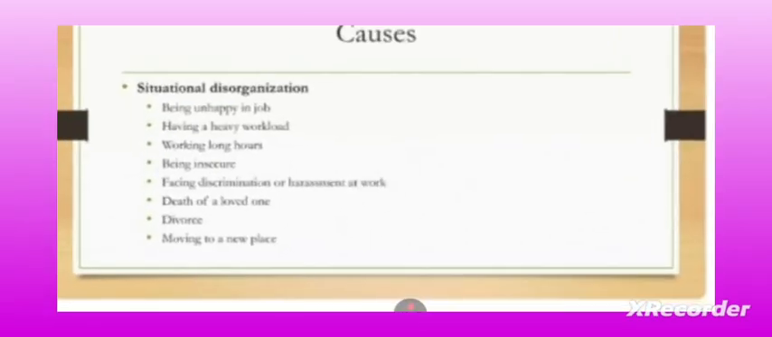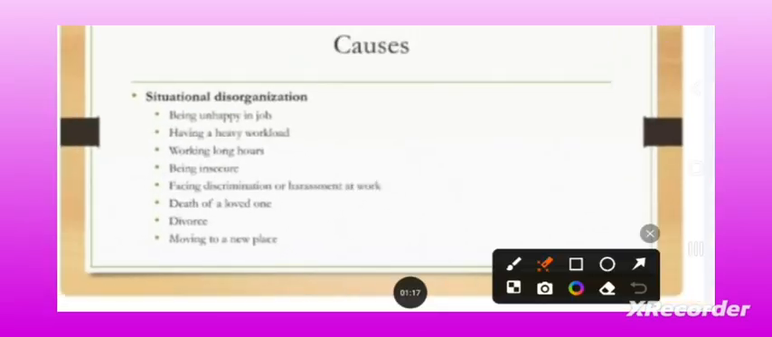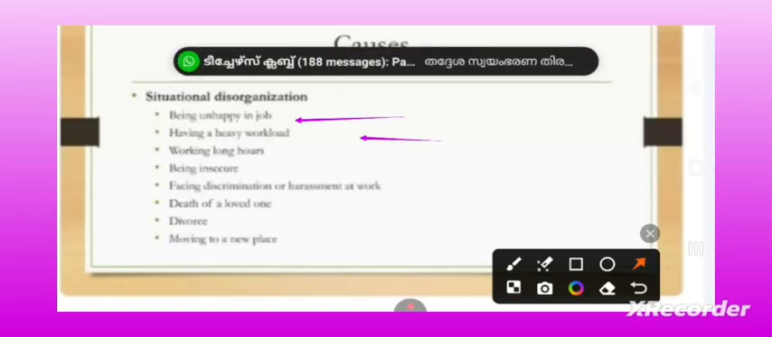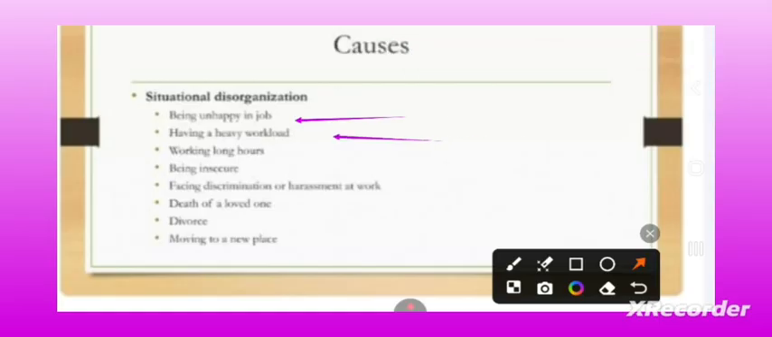Causes. Examples of sudden crises that disrupt life: an unhappy job, losing money or a spouse, working long hours, family conflict, facing discrimination or harassment at work, sudden or serious illness, divorce, moving to a new place.